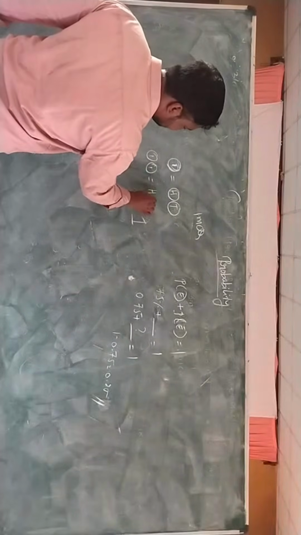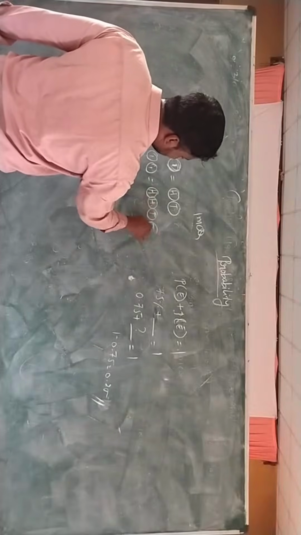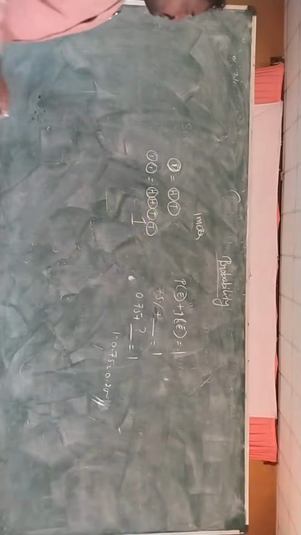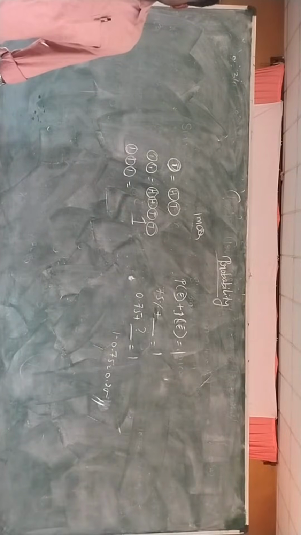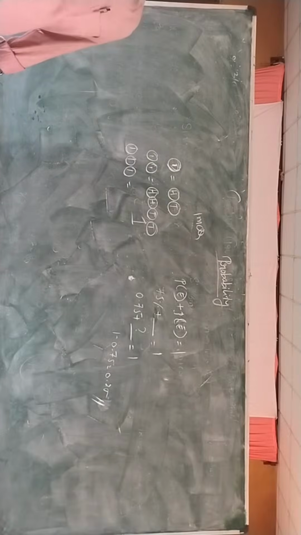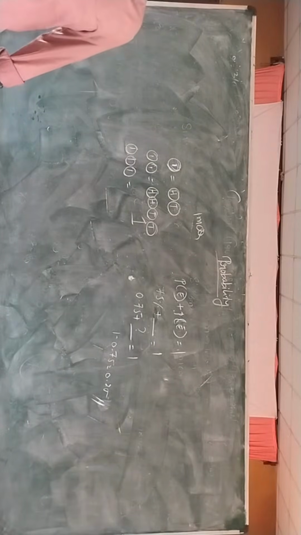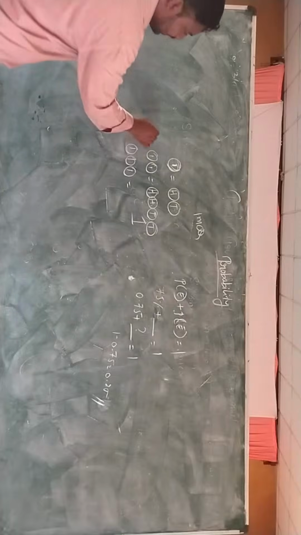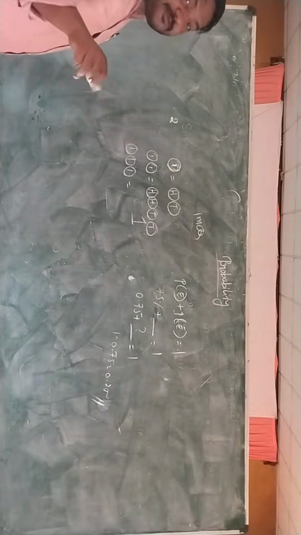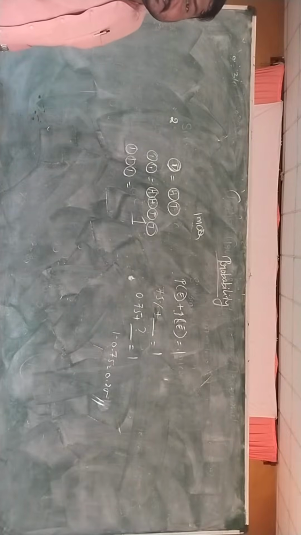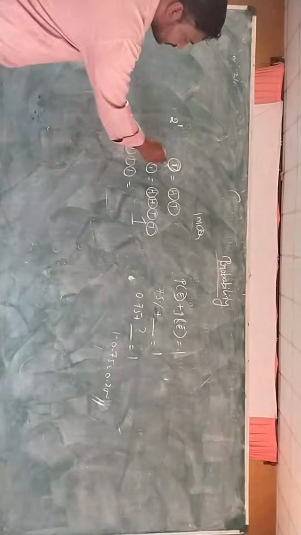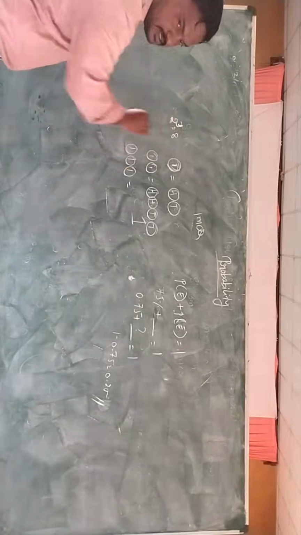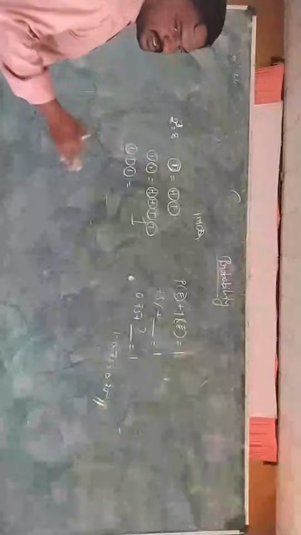Head, tail; one head, one tail. If you toss 3 coins simultaneously, how many outcomes you will get? 2 cube, 8. Not 3, not 9. 8 possibilities. So 2 means what? Number of faces. Coin has 2 faces. And the power indicates the number of coins: 1, 2, 3, so 3 times. 2 cube 8. The same concept will be applicable for dice also.